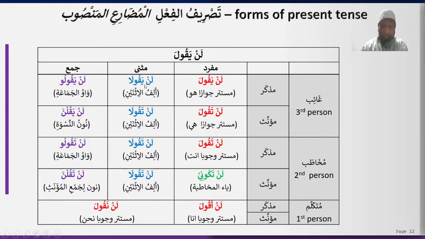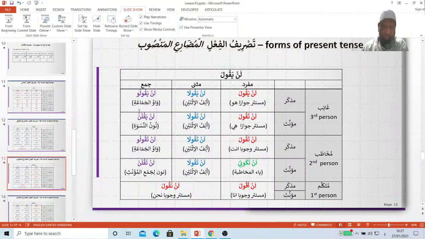فأفعال الخمسة بثبوت النون منصوب وعلامة نصبه بحذف النون. لن يقول, لن تقول, لن يقولوا. Okay, I need to write alif there. There should be alif there. So لن يقولوا, the حذف النون. So let's put the alif there.